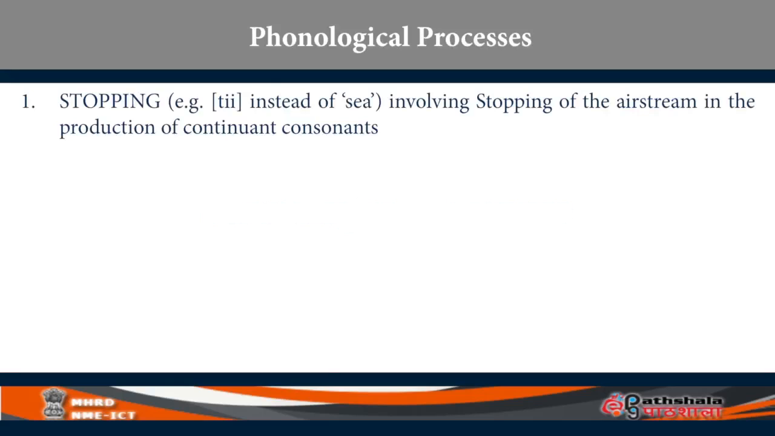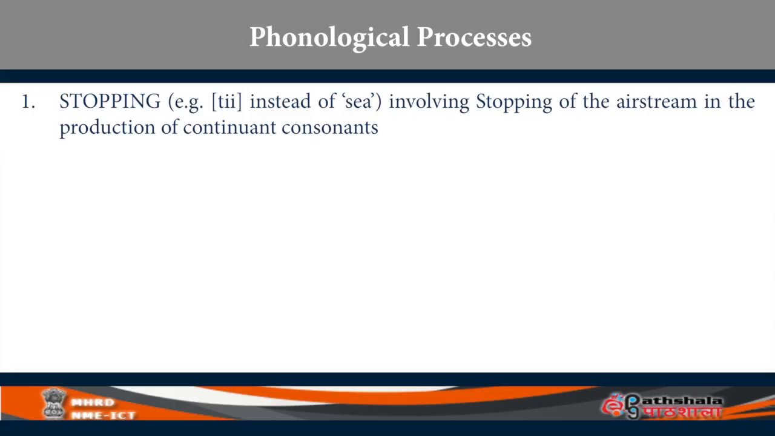Substituting ta for sa. If it is an English child, instead of saying si, the child says ti, because sa is not acquired yet. So, what is happening when sa is produced as ta? The child is stopping the airstream when he or she should not be stopping. You should say s, the air should escape gradually. It should not be stopped. So, this process is called stopping.